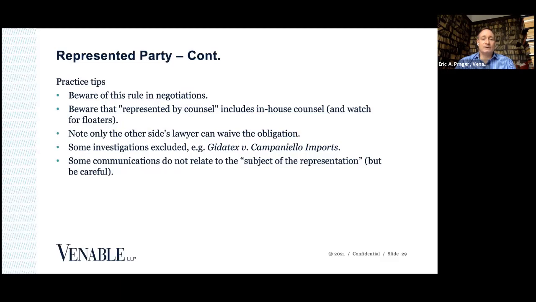As I mentioned, only the other side's lawyer can waive the obligation. Investigations are excluded, subject to the caveats that I mentioned earlier. And be aware as well that some communications don't relate to the subject of the representation. Certainly you want to be careful. You don't want to get sideways on this. But if the other side's business person wishes you happy holidays, you're certainly entitled to respond with a happy holidays. It doesn't relate to the subject of the representation. So it's not every communication, but you don't want to be arguing about that point if you don't have to.